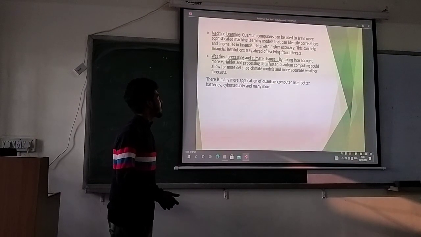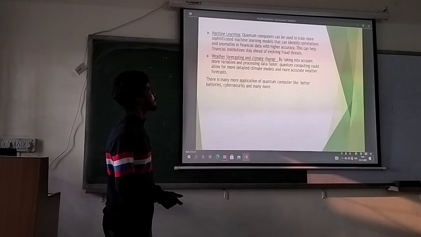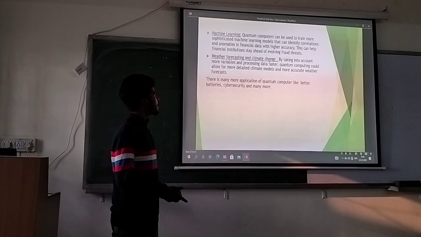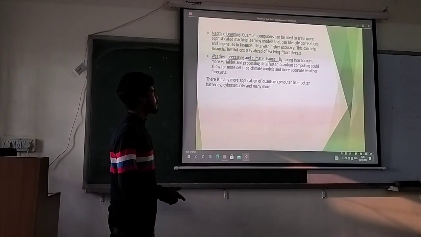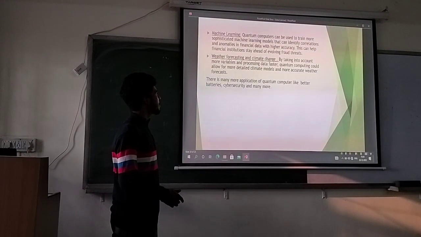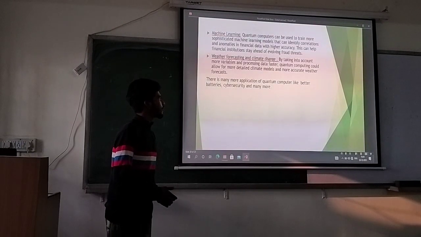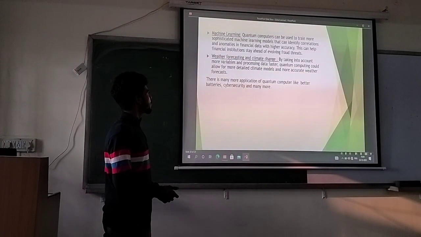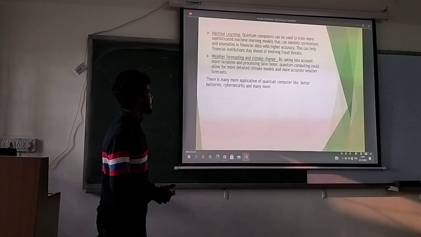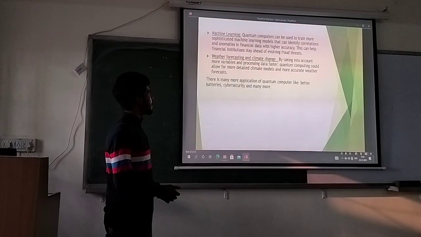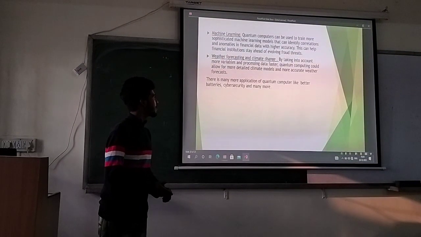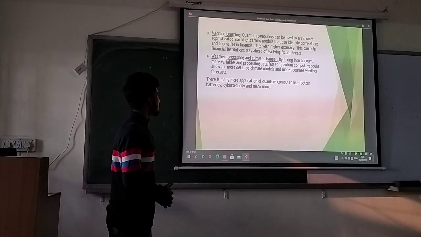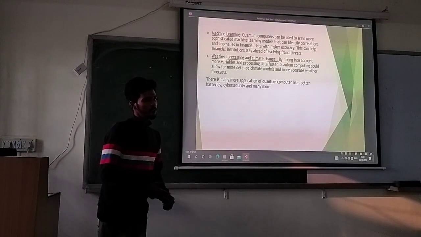This can help in the financial industry, and also in weather forecasting. We can use it by taking into account more variables and processing data faster. Quantum computers could allow for more detailed climate models, and there are many more applications of quantum computers, like better batteries, and cyber security, and many more.